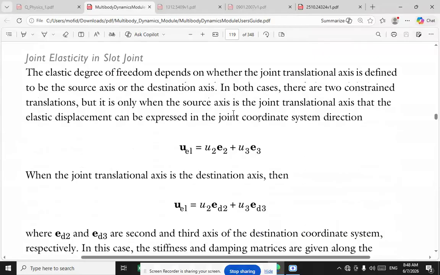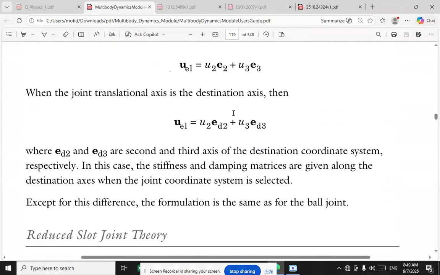Joint elasticity in a slot joint. The elastic degree of freedom depends on whether the joint translational axis is defined to be the source axis or the destination axis. In both cases, there are two constrained translations, but it is only when the source axis is the joint translational axis that the elastic displacement can be expressed in the joint coordinate system directions such as follows.